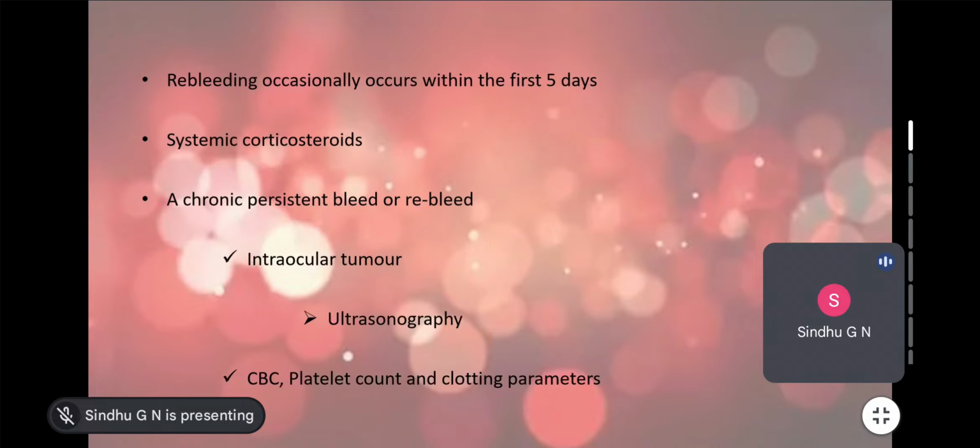Rebleeding can happen within the first 5 days, so systemic corticosteroids are indicated. And if there is chronic bleeding or rebleeding happens, we should suspect intraocular tumors or any clotting disorders or platelet deficiency. So for that, complete blood count and ultrasonography are indicated.